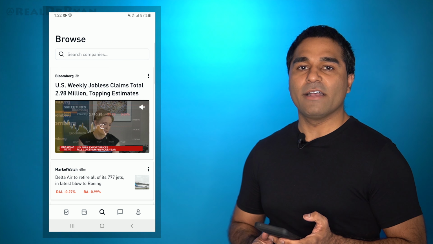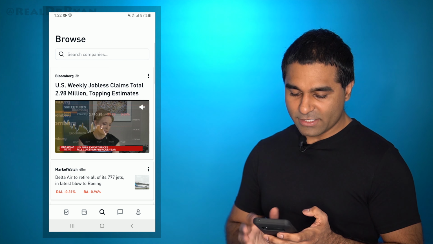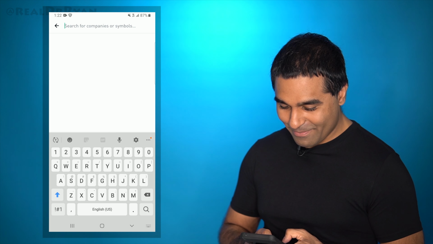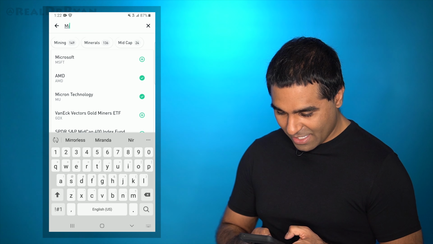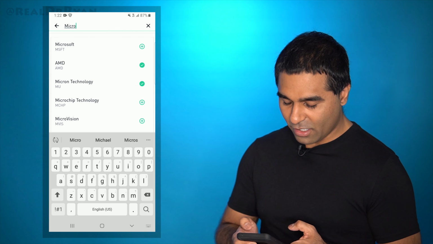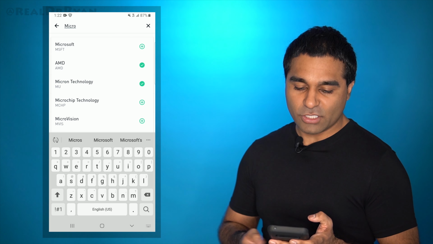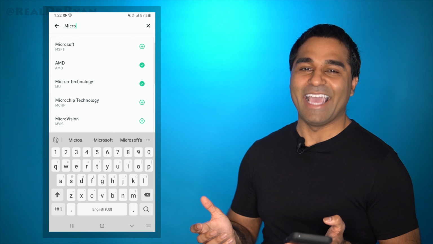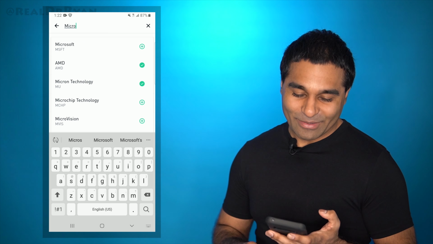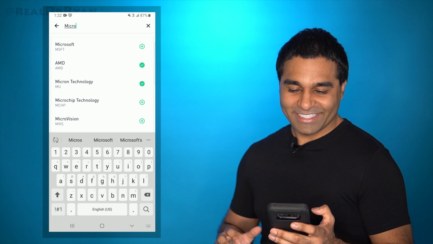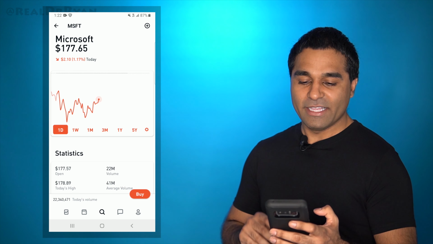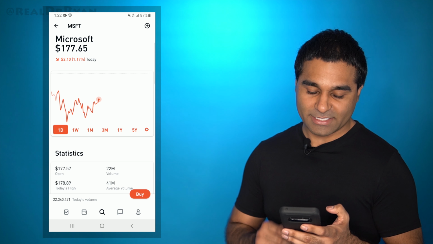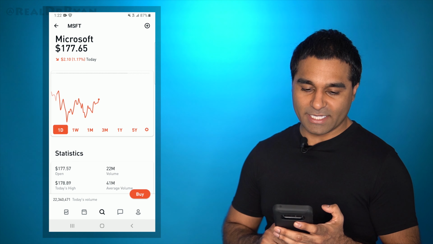Now that we're in the browse section of this app, let's go ahead and do some market research. Let's look into a company. So let's go ahead and type in Microsoft. So type in micro, and there you go, the first option. So I started to spell out the word because I didn't know that Microsoft was MSFT. Just kidding. But just go ahead and click on it. And you'll see here today that the Microsoft price is $177.65. And right now we're defaulted to the day view.